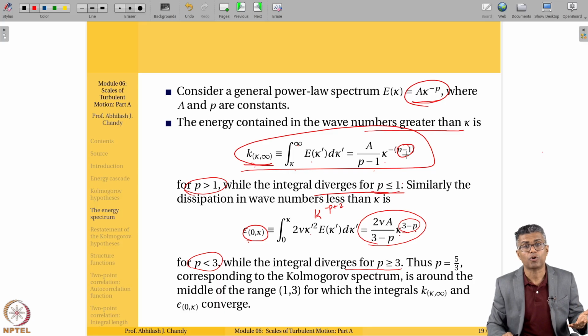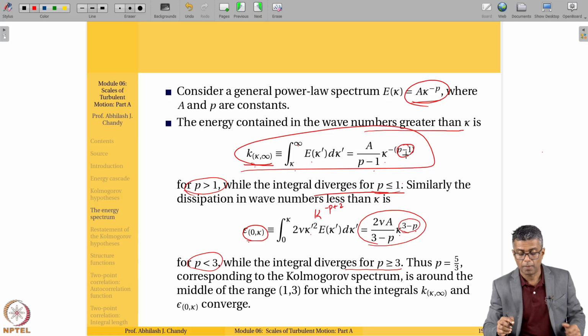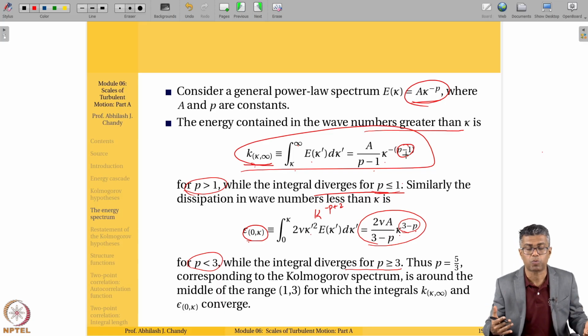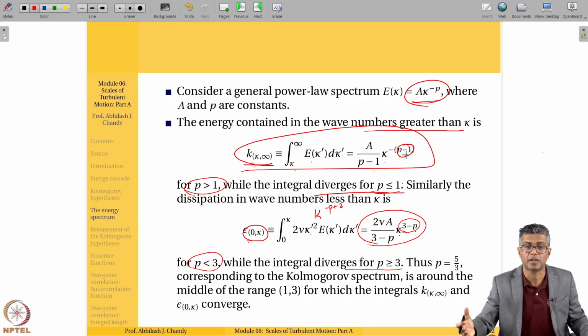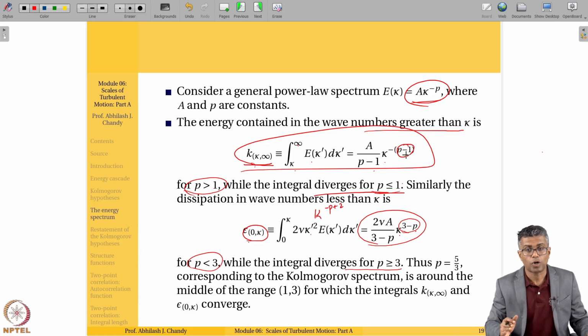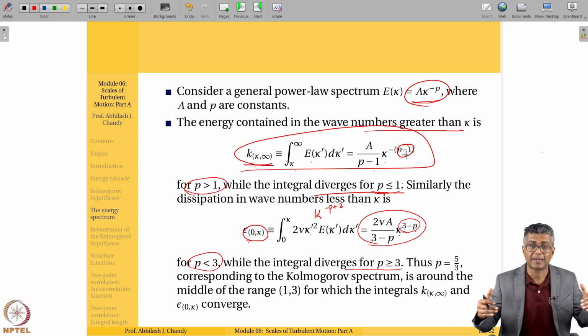Let's say p is 0. Then it becomes minus 1. Minus of minus 1 becomes plus 1. Then you have kappa to the 1. It diverges. It keeps on increasing, isn't it? That's not what you want. You want an integral that converges for it to be consistent.